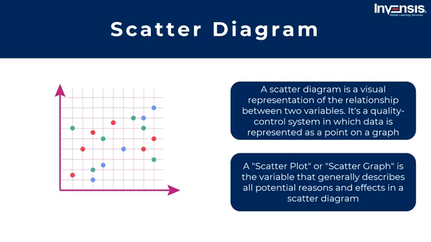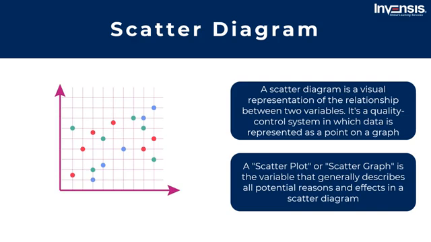A scatter plot or scatter graph is the variable that generally describes all potential reasons and effects in a scatter diagram, which is used to detect cause and effect in operation. Scatter diagrams are also used to determine the relationship between these two variables.